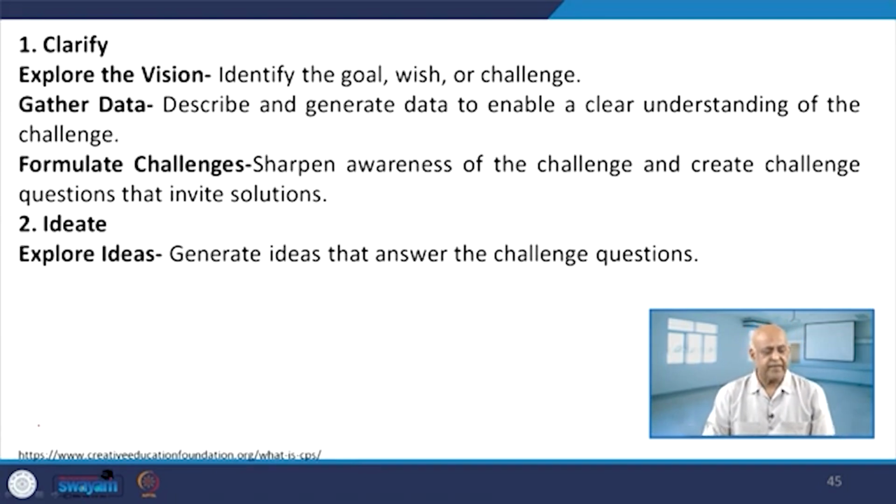So when we talk about clarifying, we explore the vision, the goal, wish or challenge. Normally this goal is about a particular task, or new product development, or market extension. Related to exploring the vision, we gather data, describe and generate data to enable a clear understanding of the challenges, and therefore we are able to develop this understanding, for how we can solve this particular problem.